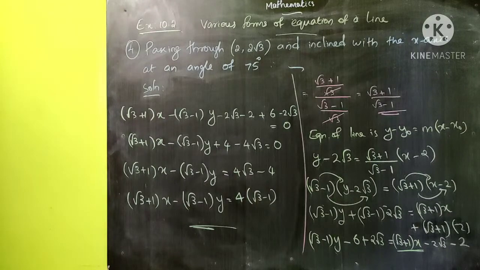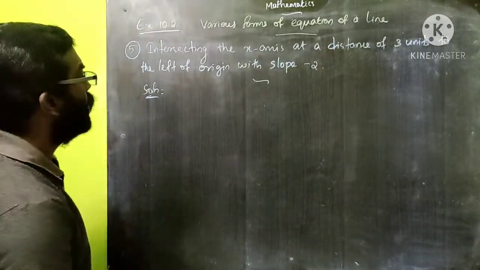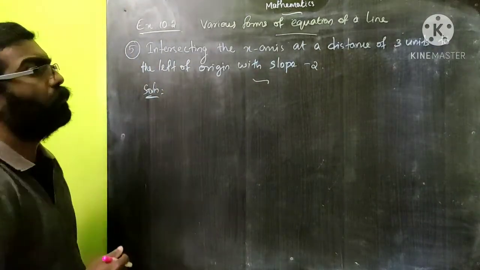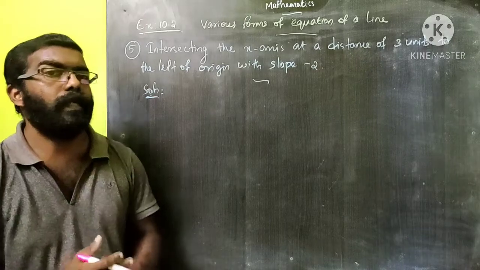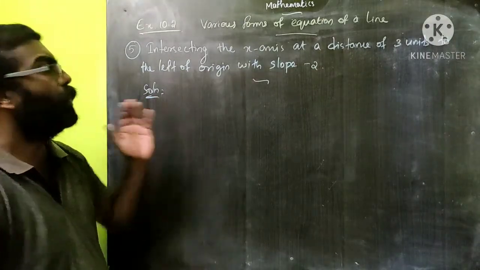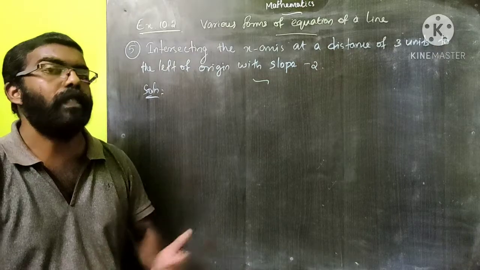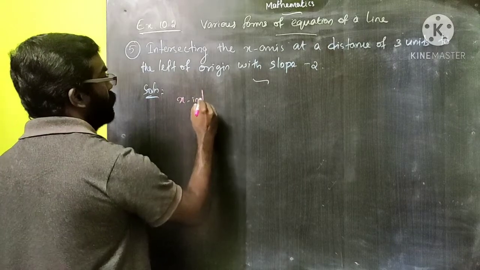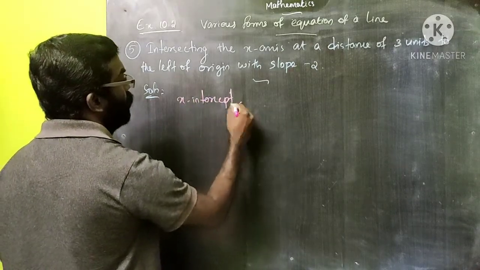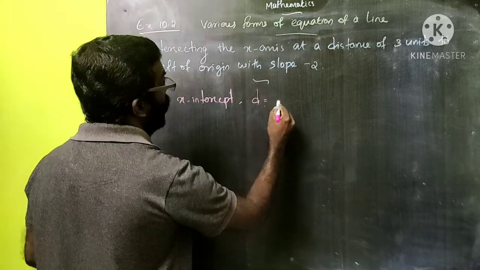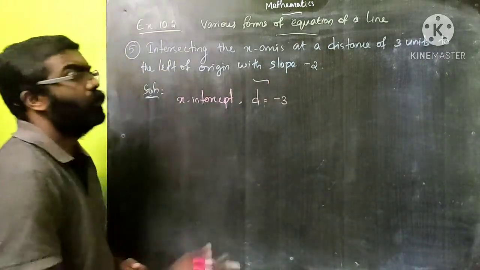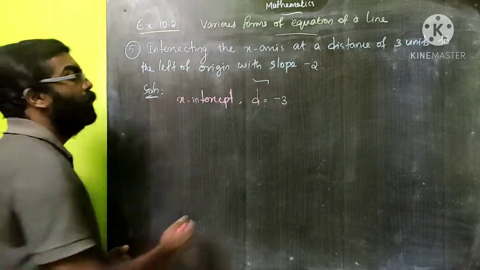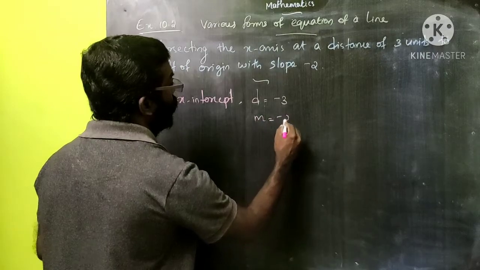Okay. Here the next one is: find the equation of the line intersecting the x-axis at a distance of 3 units to the left of the origin. A line which intersects the x-axis at a distance of 3 units to the left of the origin, so that can be taken as the x-intercept. And we denote it by small letter d, which is equal to minus 3, 3 units on the left of the origin. So minus 3. Then slope m is equal to minus 2.